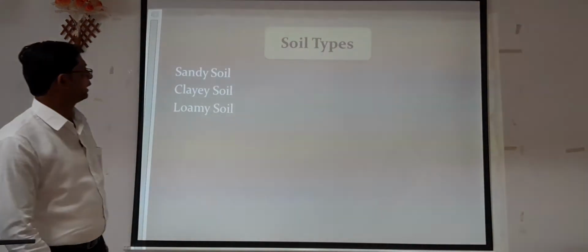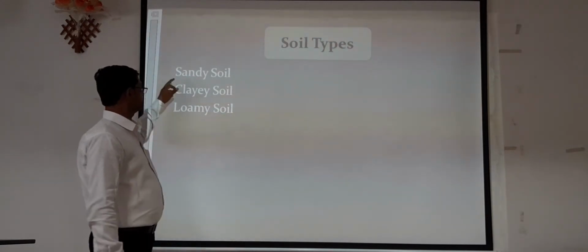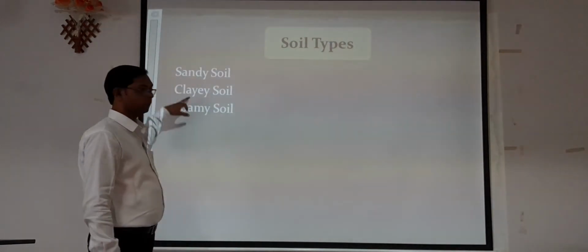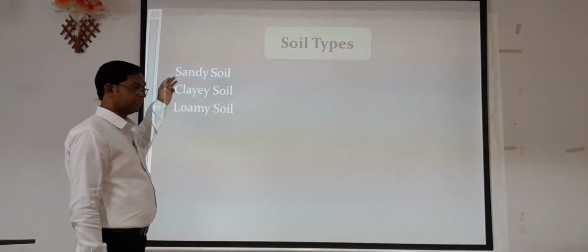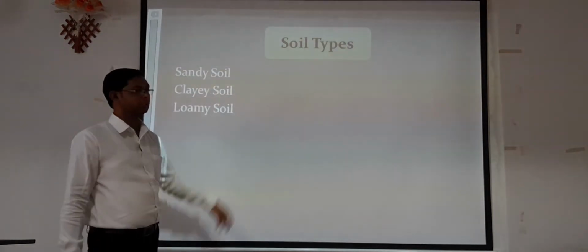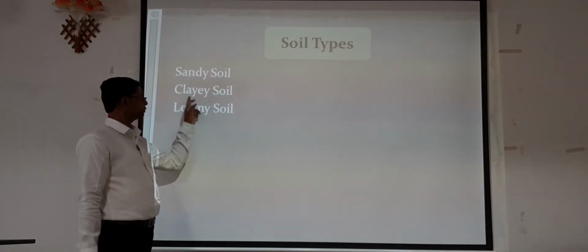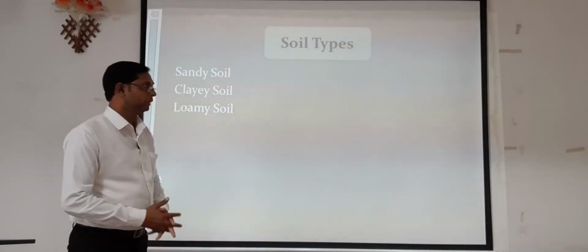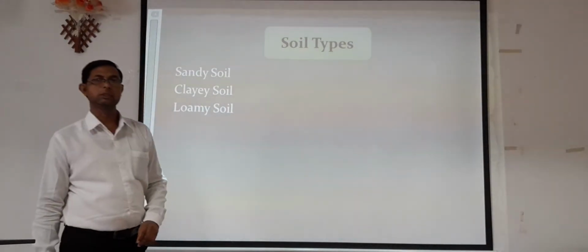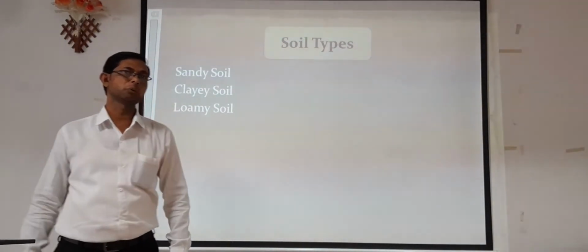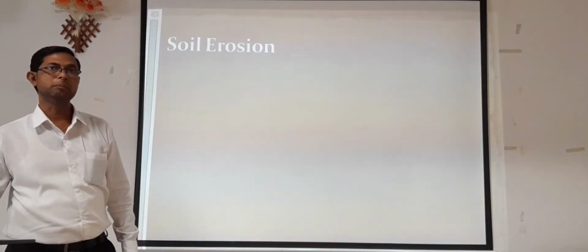Now, what are soil types? When we look at soil types, we can clearly see that there are three types of soil. The first one is known as sandy soil, which means sand particles are present in large quantity, and that's why it is known as sandy soil. Second is clay soil, which is the most important soil for farming purposes. The next one is loamy soil. These are the three most important types of soil: sandy, loamy and clay.